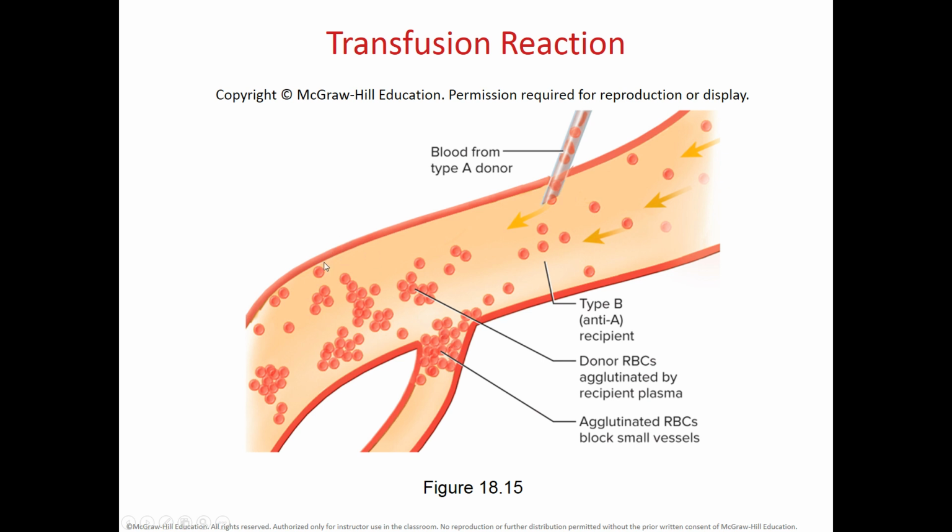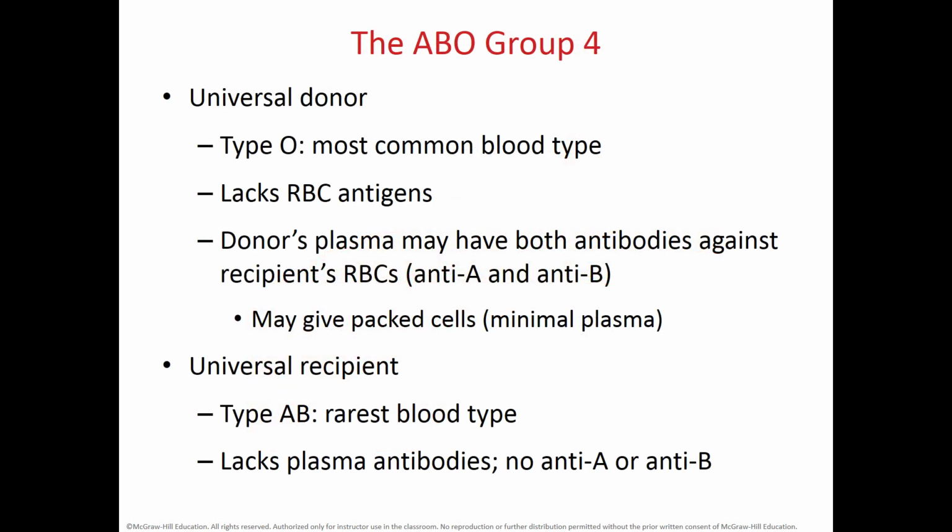Why don't you have a block of this large blood vessel? Because it's too large to be blocked by these agglutinating complexes. But in here, you have the agglutinated red blood cells blocking these small blood vessels. If this were the kidneys, you would have acute renal failure.